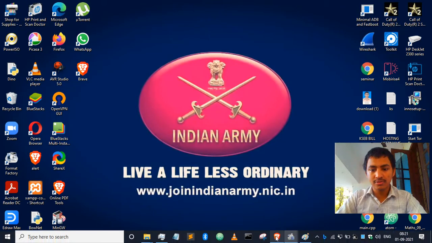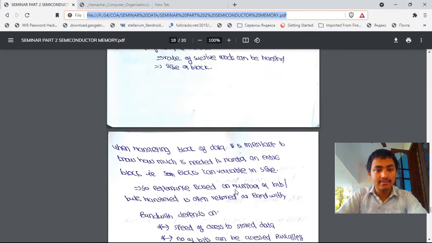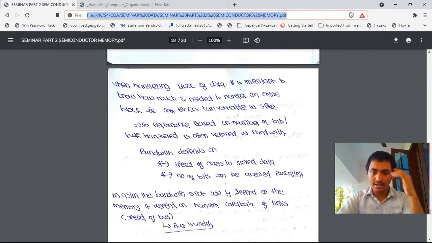So let's begin our last session. We stopped at the topics of latency and bandwidth. We discussed that bandwidth doesn't depend only on the memory; it also depends on the lines, that is, the data lines.